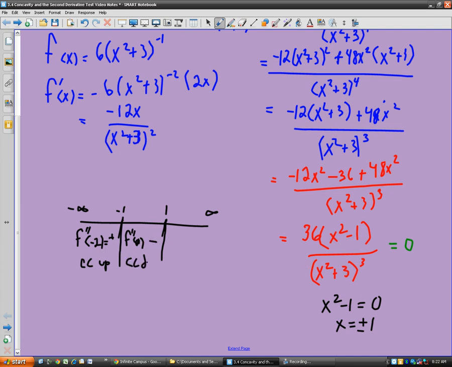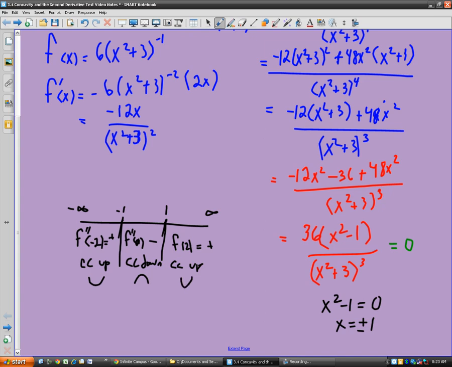And then between 1 and infinity, I'm going to try a number like 2, and plugging that in I get a positive on top, positive on the bottom, so we get a positive, so we are concave up. And that's really all we're trying to do. Some people like to draw the pictures to represent them, but that's really all we were trying to do with this one.